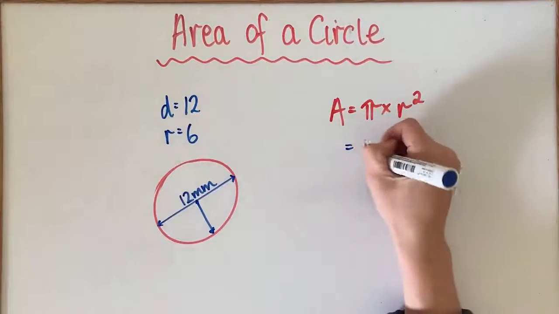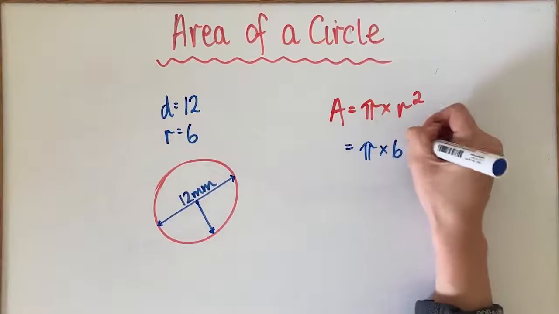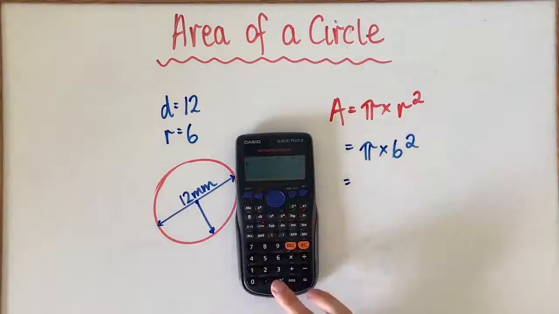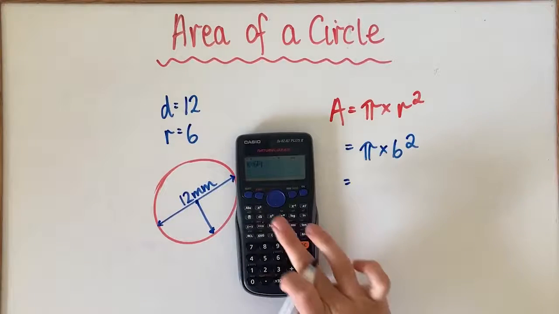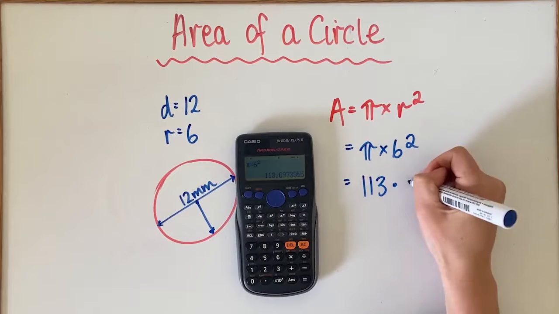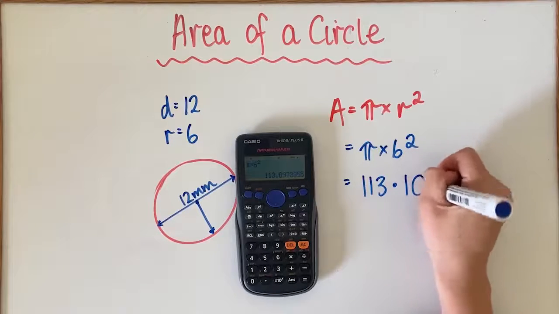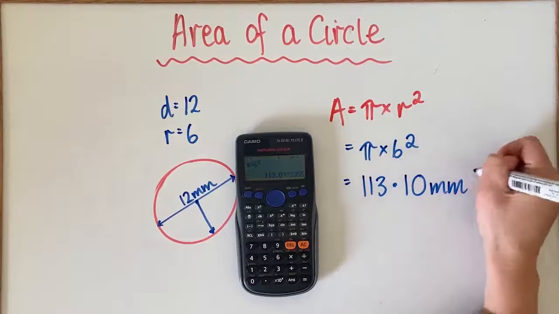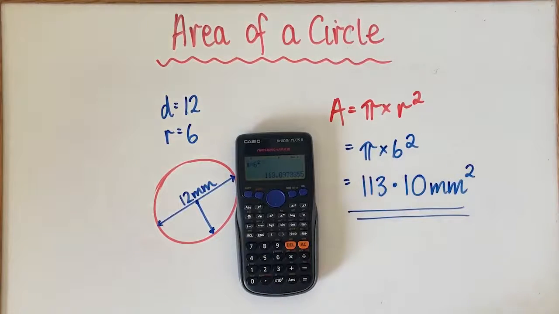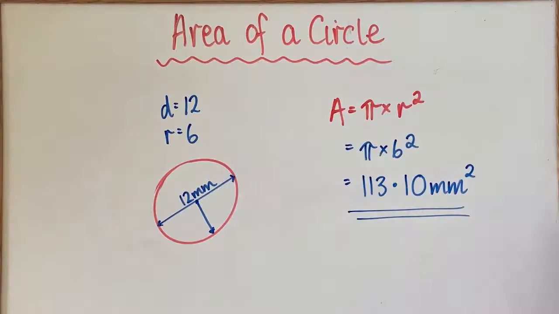So in my formula, I'm going to write pi times 6 squared. I'm going to get my calculator and I'm going to go pi times 6 squared, and that's going to give me 113.10 millimeters squared.